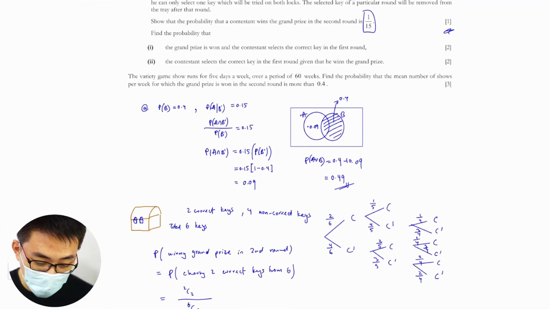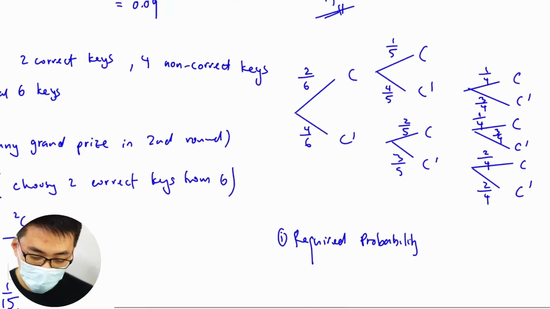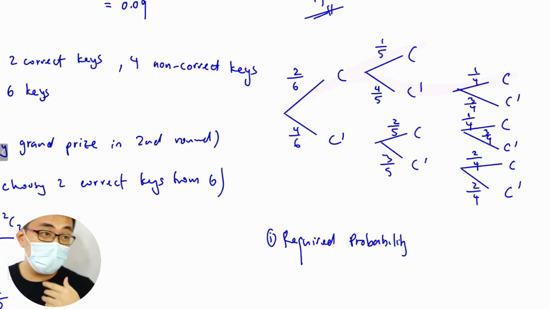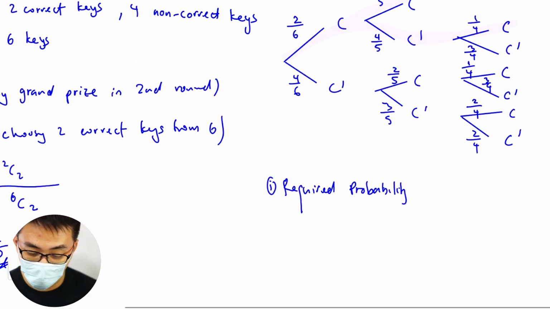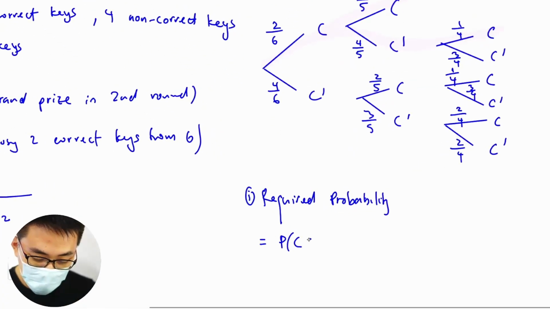So the grand prize is won and the contestant selects the correct key in the first round. The required probability. First round he won, so this is 1 and this is 1. Only these two, because these are the only two strands where the correct key is selected in the first round. So the required probability for the first part is just the sum of those two: C then C, plus C prime then C.